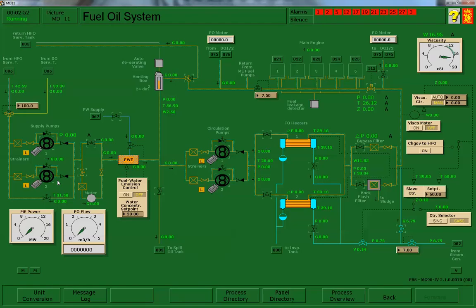Now I'm going to halt it here while we talk about this. On this system, we can burn heavy fuel oil or distillate. With the three-way valve, you can see that we're on distillate, and we're going to be switching this over to heavy. That fuel is going to come in, go through this supply pump, through the meter.